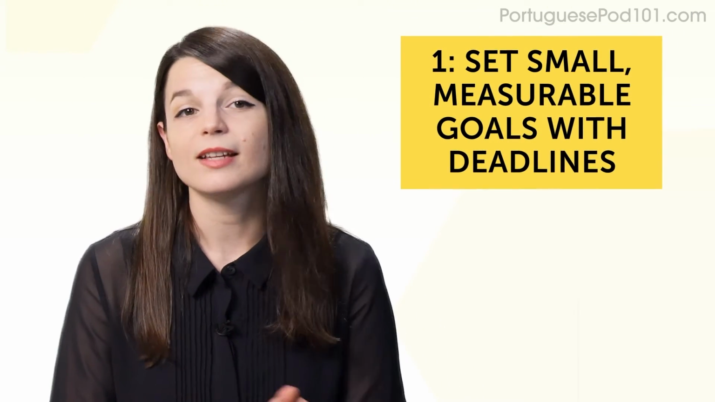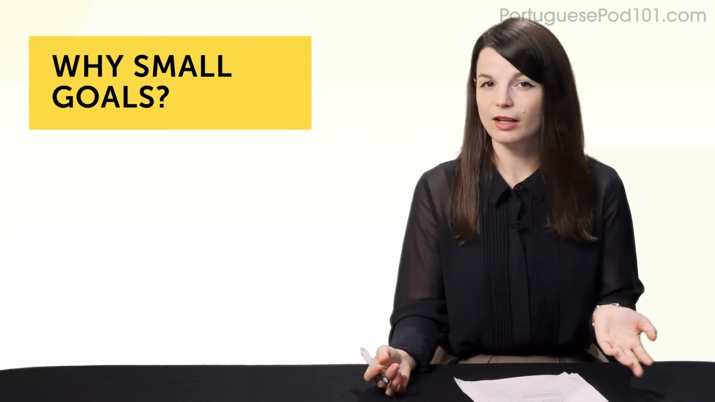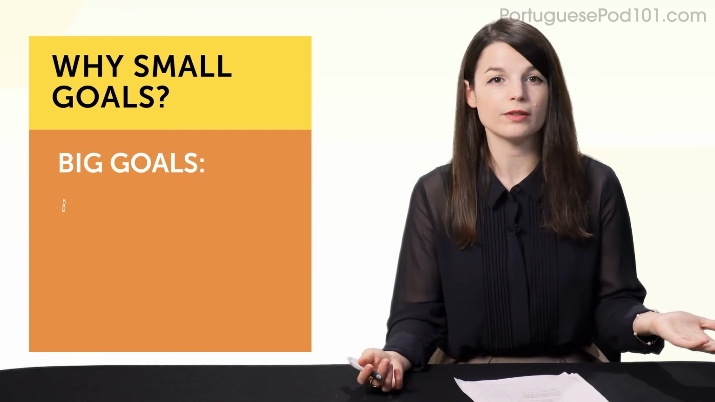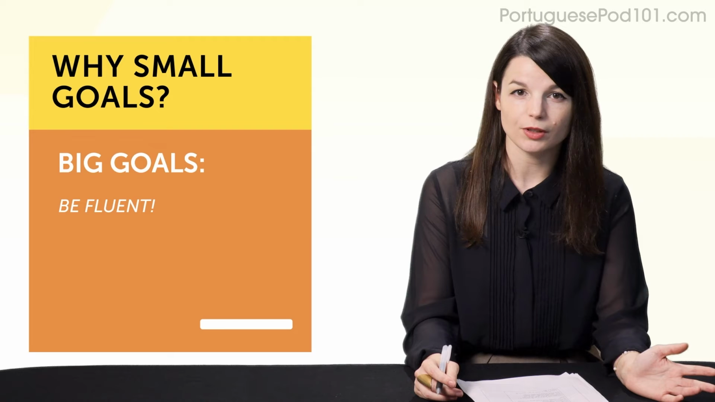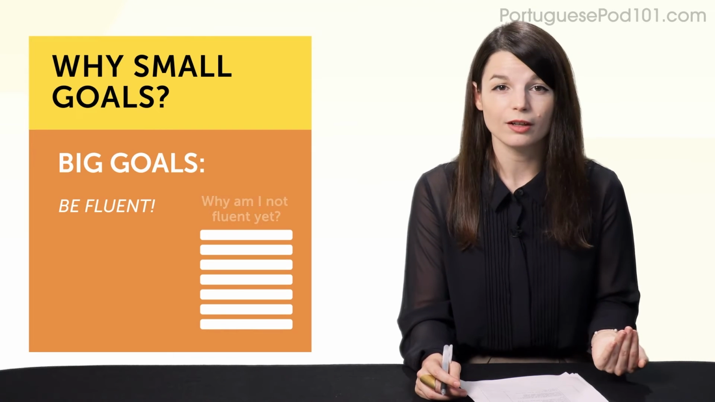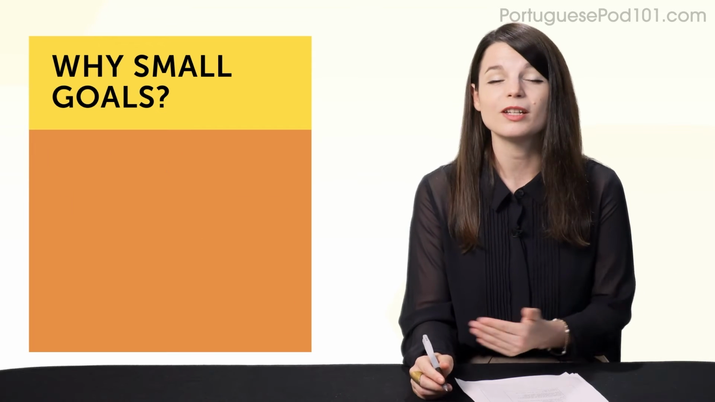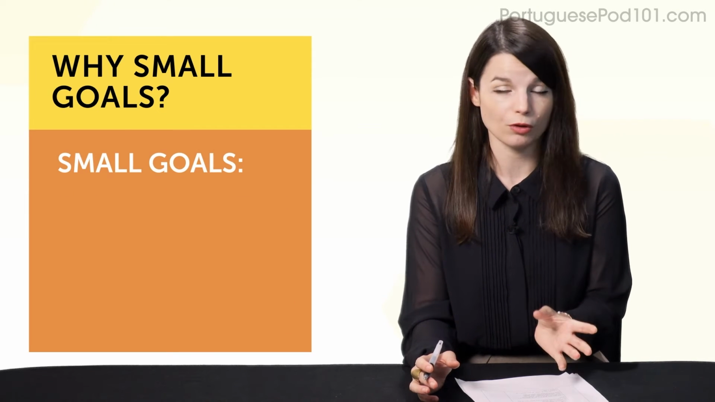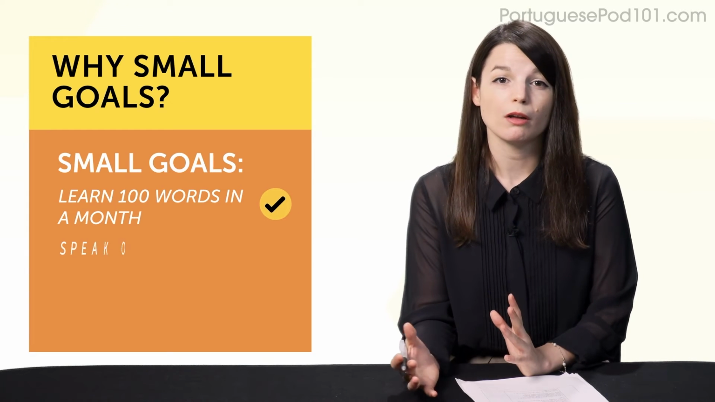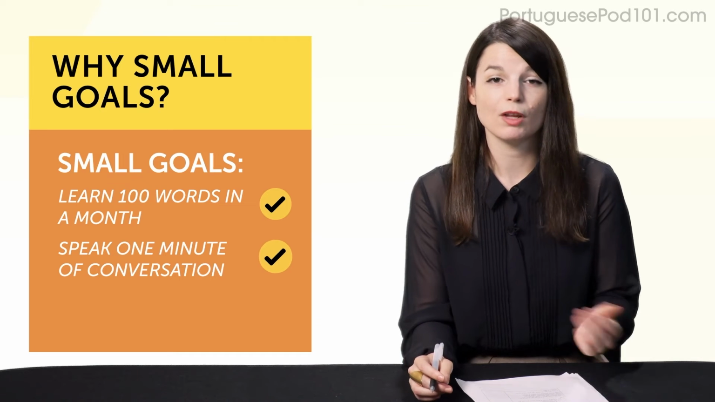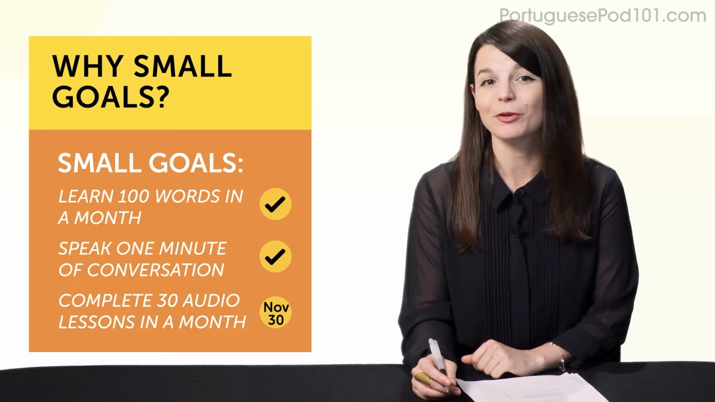Habit number 1, set small, measurable goals with deadlines. Why small goals? Well, say for example, you set big, vague goals, like I want to be fluent someday, and maybe you buy a textbook, you read the first chapter, then you start wondering if you're getting any better. You start worrying you'll never be fluent, and you give up. If you do this, you need to start setting small, measurable goals. For example, learn 100 words in a month, or speak 1 minute of conversation, or do 30 of our audio lessons in 1 month. Deadline November 30th.